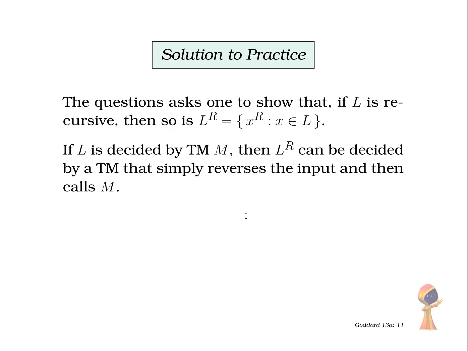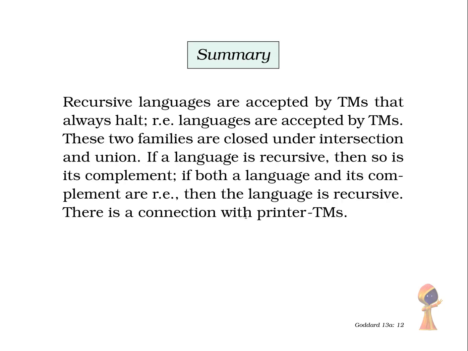So in summary, recursive languages are accepted by Turing machines that always halt. RE languages, on the other hand, are accepted by any Turing machine. If we consider the two classes, they are closed under intersection and union. If a language is recursive, so is its complement. If both a language and its complement are RE, then the language is recursive. And there's a connection with printer Turing machines.